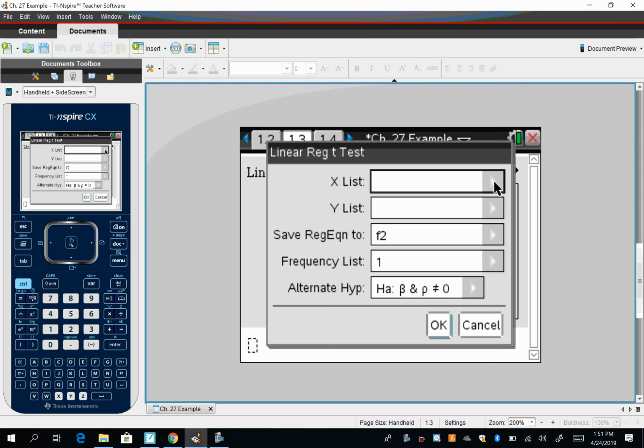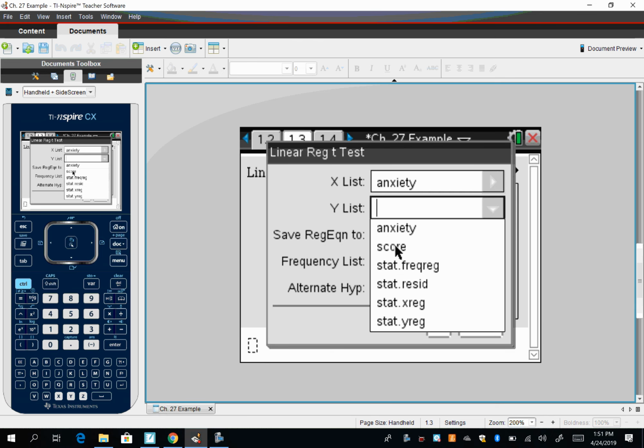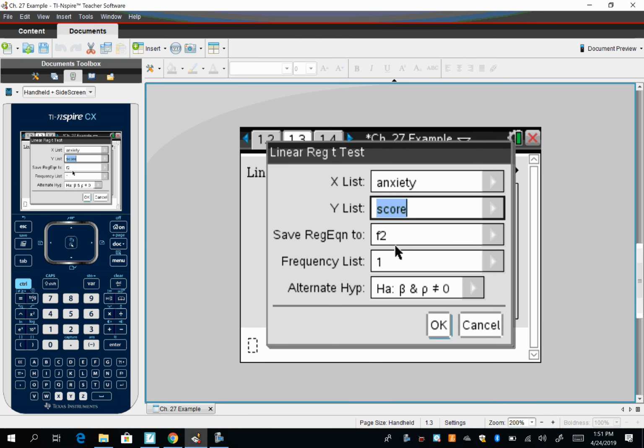What's our explanatory? Anxiety. Our response? Score. Not stat residuals, score. Now it's saving it into F2 because it already put in F1, but you realize that my F1 and F2 are going to be the same, right? Because it's going to put that same equation in there. You'll notice the alternative. Just leave it alone, don't touch it. It's always that. And hit OK.